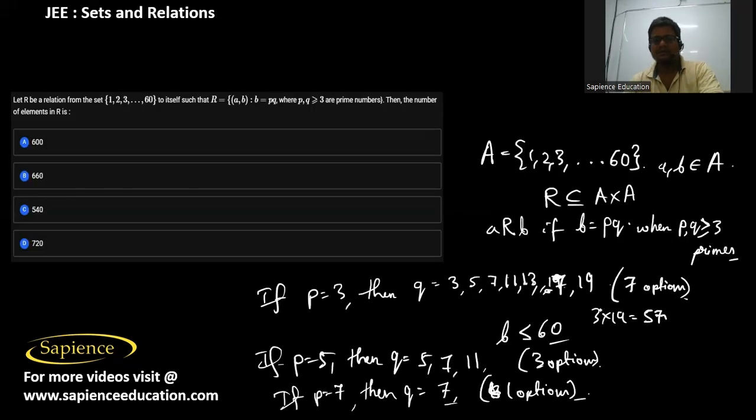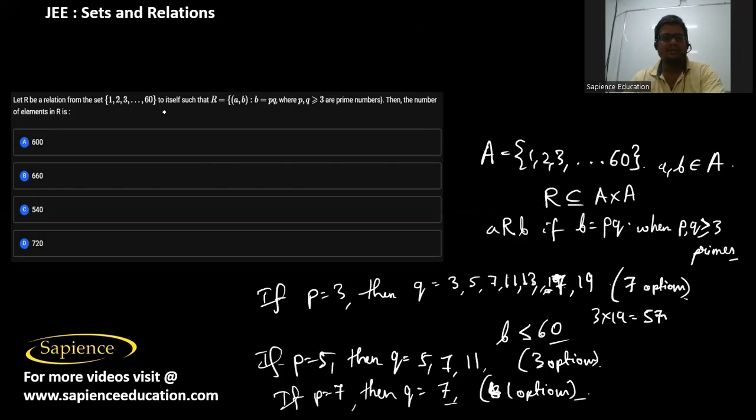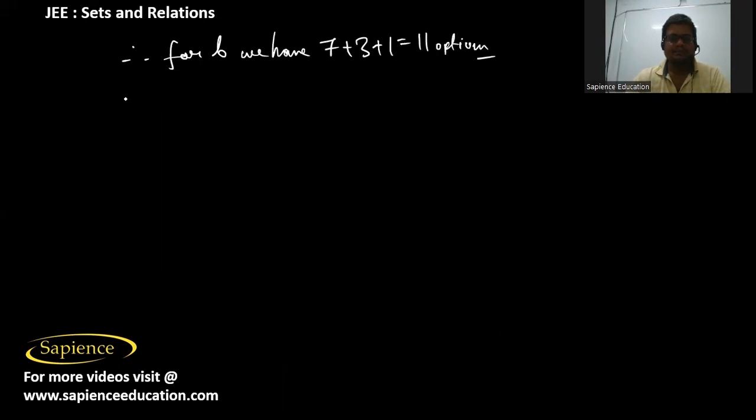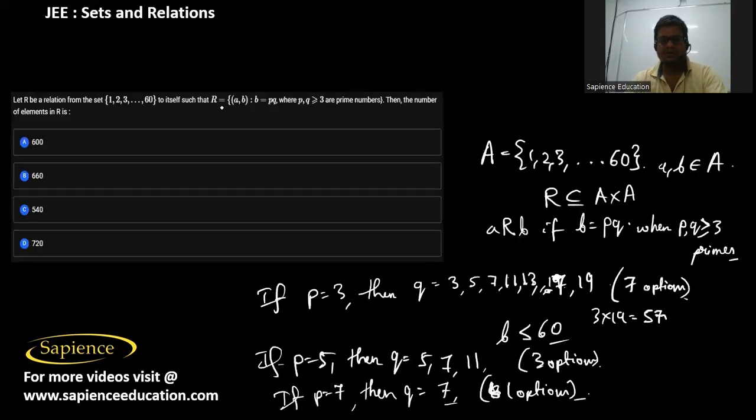So for B we have here 7 options, here 3 options, here 1. So we have 7 plus 3 plus 1, which is 11 options. So for B we have 11 numbers, and for A we have all 60 options, since A can be any number from 1 to 60.